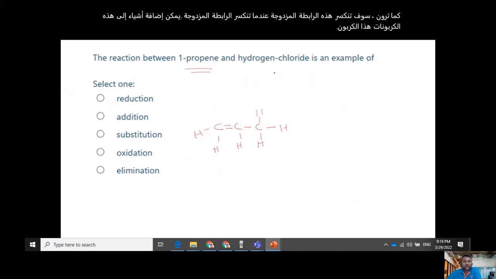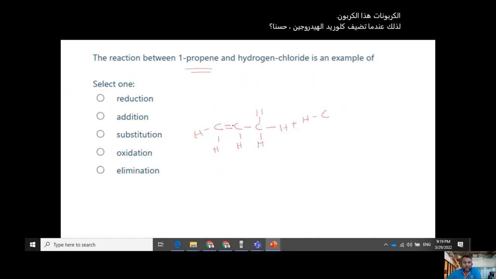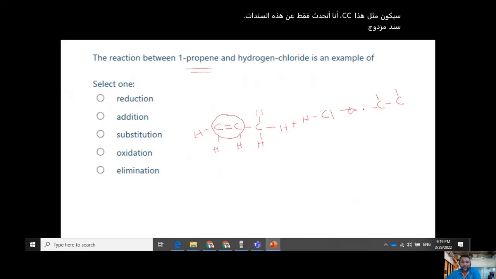When the double bond gets broken, things can be added to this carbon and this carbon. So when you add hydrogen chloride, okay, this bond will break. So it will be like this. See, I'm just talking about these bonds. Double bond, one of the bonds from the double bond will break.